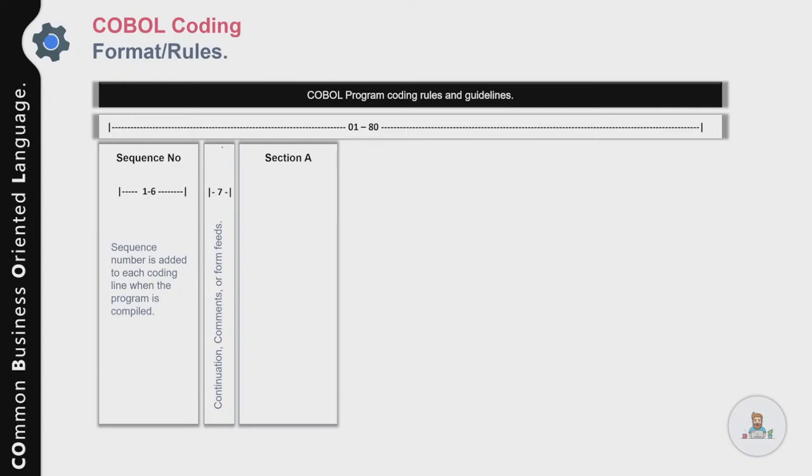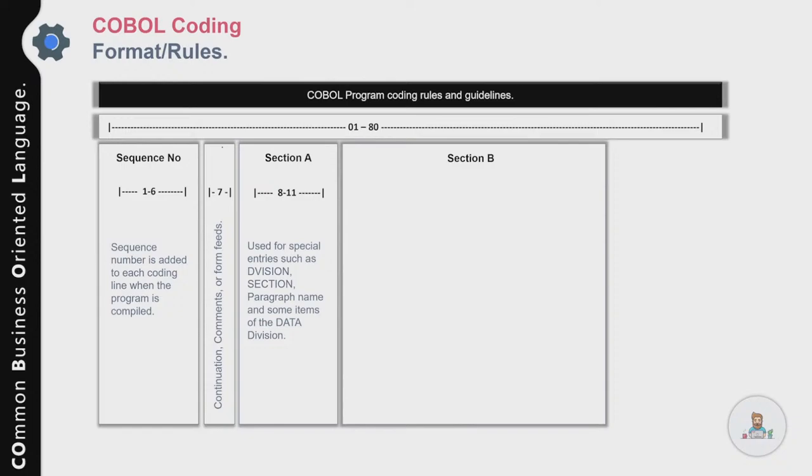Positions 8 to 11 are termed as Section A, and it is generally used for special entries such as division, sections, paragraph names, and some items of the data division. Then you have positions 12 to 72. It is termed as Section B, and it is generally used for most of the COBOL entries, including procedure division sentences.